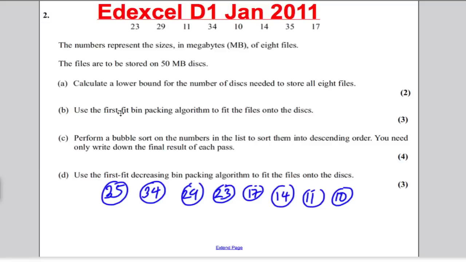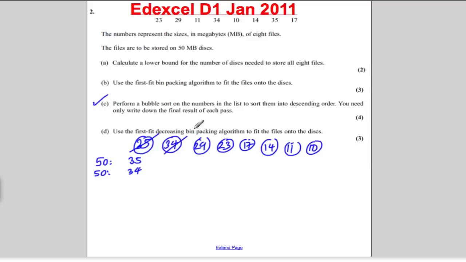For the last part, you use the first fit decreasing to try and fit them in. So let's have a go. They are from part C in decreasing order. So the first 50, the 35 can go in there. The 34 must go in its own one in here. Okay. The 29 must go in its own one. Okay, the 23 now, again, unfortunately, must go in its own one.